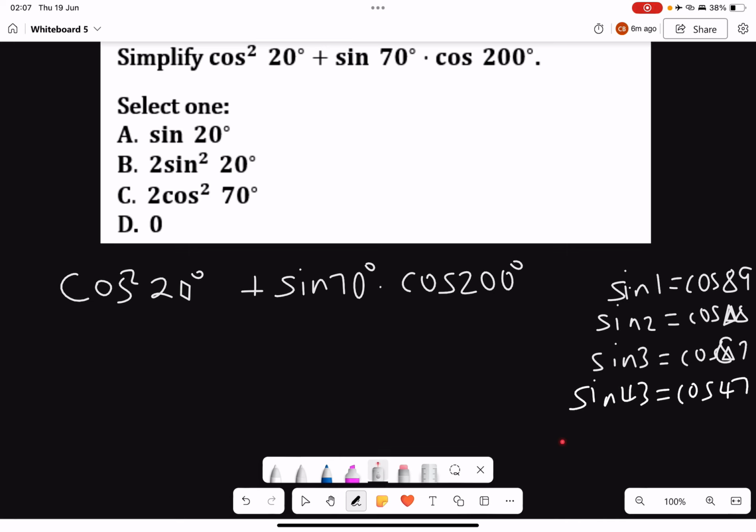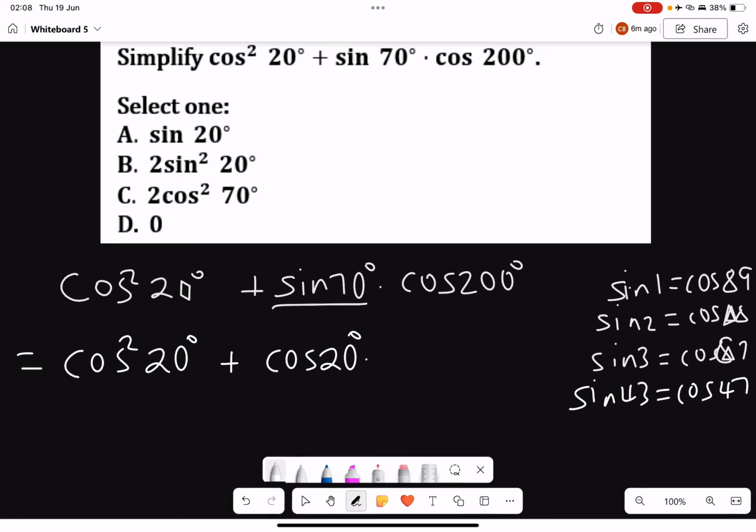So we're going to use the same factor. I can indeed change this one to cosine of 20 because sine 70 and cos 20 are exactly equal, since the angles add up to 90. So I basically have cos squared 20 degrees plus cos 20 degrees, because sine 70 can change to cos 20, they are exactly equal.